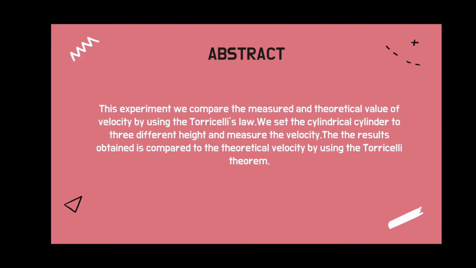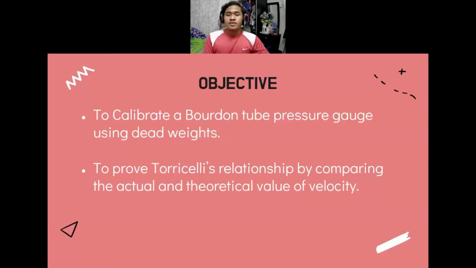In this experiment, we compared the measured and theoretical value of the velocity by using Torricelli's law. We set the cylindrical cylinder to 3 different heights and measured the velocity. The result obtained is compared to the theoretical velocity by using the Torricelli theorem.